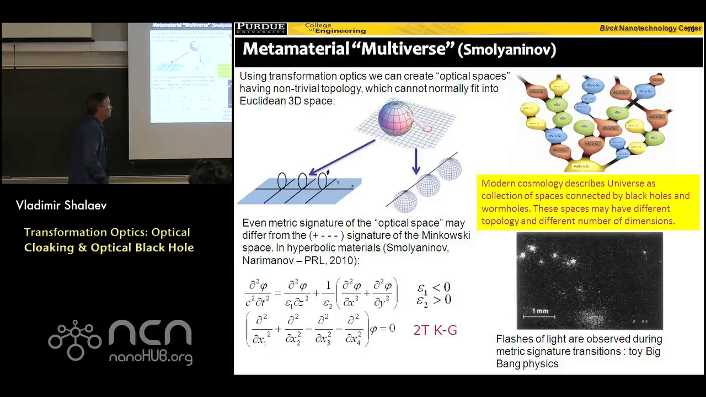According to modern cosmology, the universe is a collection of spaces connected by black holes and wormholes. These spaces may have very different topology and different numbers of dimensions, as shown schematically here. But using transformation optics, we can create these optical spaces. We can mimic situations having non-trivial topology, which cannot normally fit into Euclidean 3D space. So that's actually quite an interesting thing.